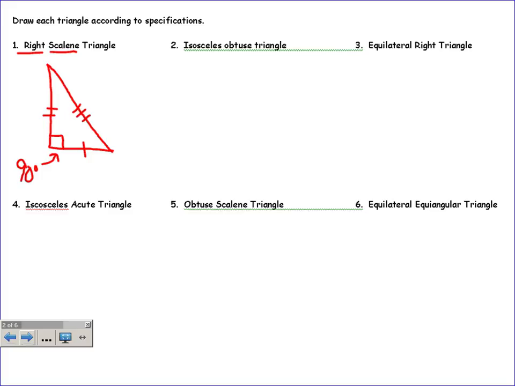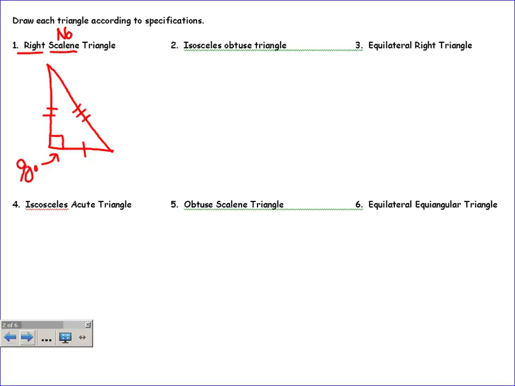Maybe this is a way to know this. Like no one wants to have scales on their body. Maybe some people do, but that'd be kind of weird. It'd be kind of neat for about 10 minutes. And you'd be like, okay, this is weird. So no one wants scales, so maybe scalene, like no scales, or like no sides are congruent. I don't know. That might be a way to remember this.